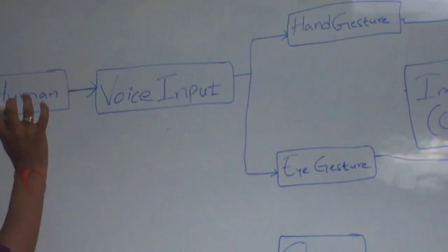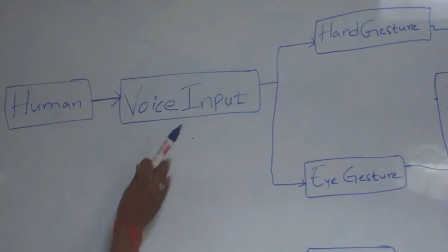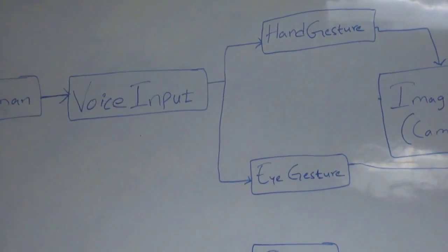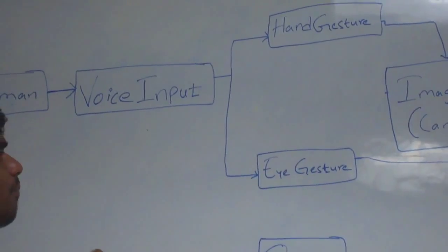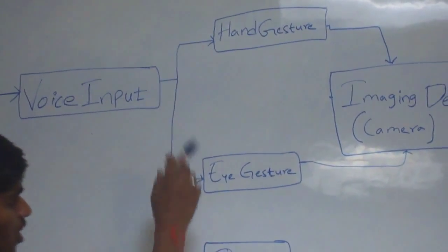First, when we switch on the code, Python will ask for a voice input, whether to switch on the hand gesture or the eye gesture. Based on the disability of the person or the application of use, the user mentions hand gestures or eye gestures.